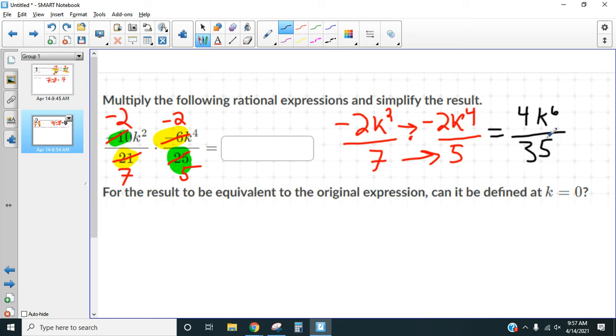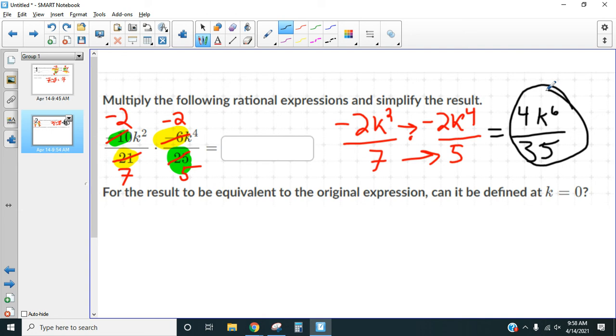And just to be sure, we want to double check. If we did this part right, we shouldn't be able to reduce this anymore, which we can't, right? The only numbers that go into 4 are 2 and 4 and 1. And the only numbers that go into 35 are 7 and 5. So there's our answer right there.